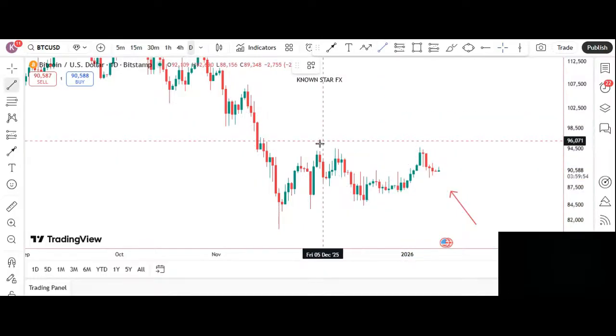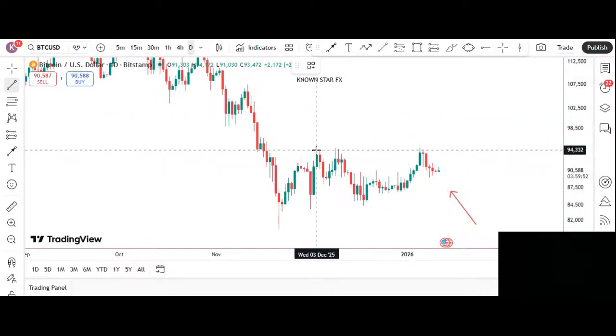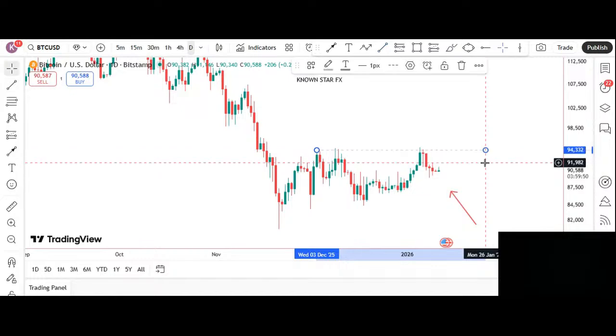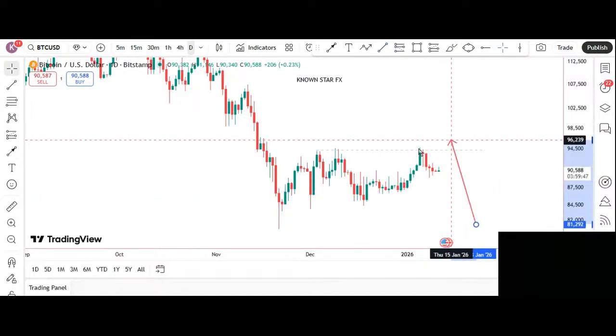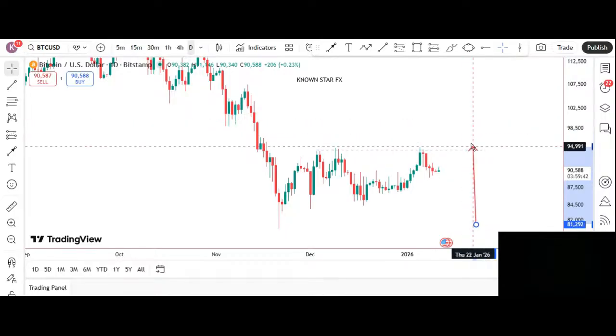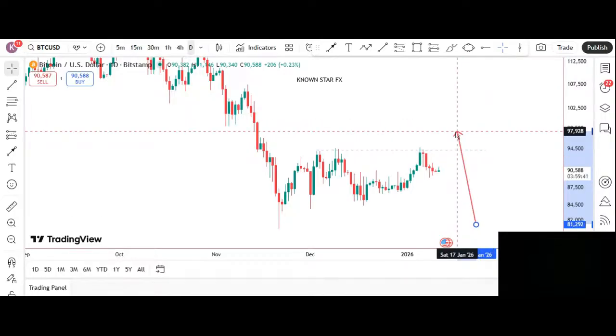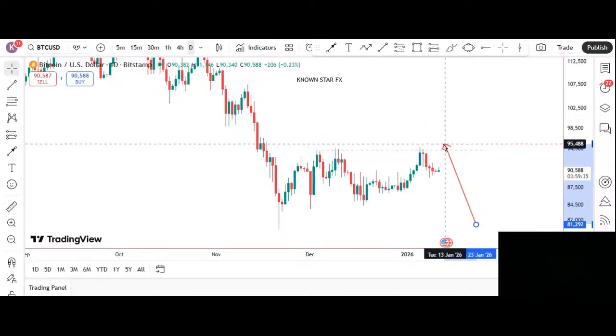But for the buyers to actually take full control of this market, they have to be able to break above this significant resistance level, right? Because as long as they've not been able to break above it, anything can still happen. The sellers can still take control and still try to push price lower, right? But let's check out the lower time frame and see what's actually happening.